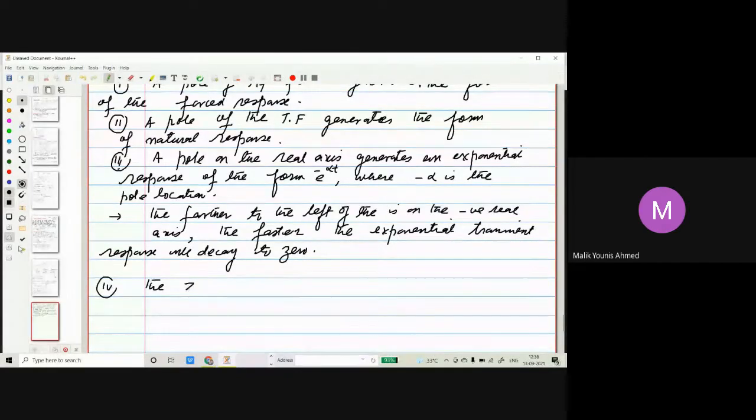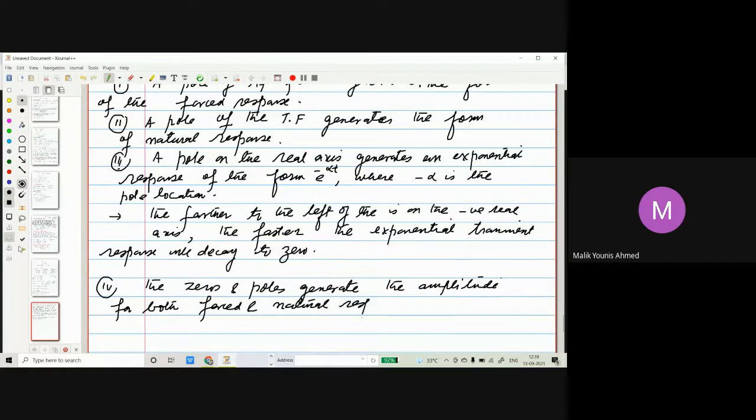The zeros and poles generate the amplitude for both forced and natural response. So we'll see how the amplitudes are going to develop, and how they are going to generate this type of response.